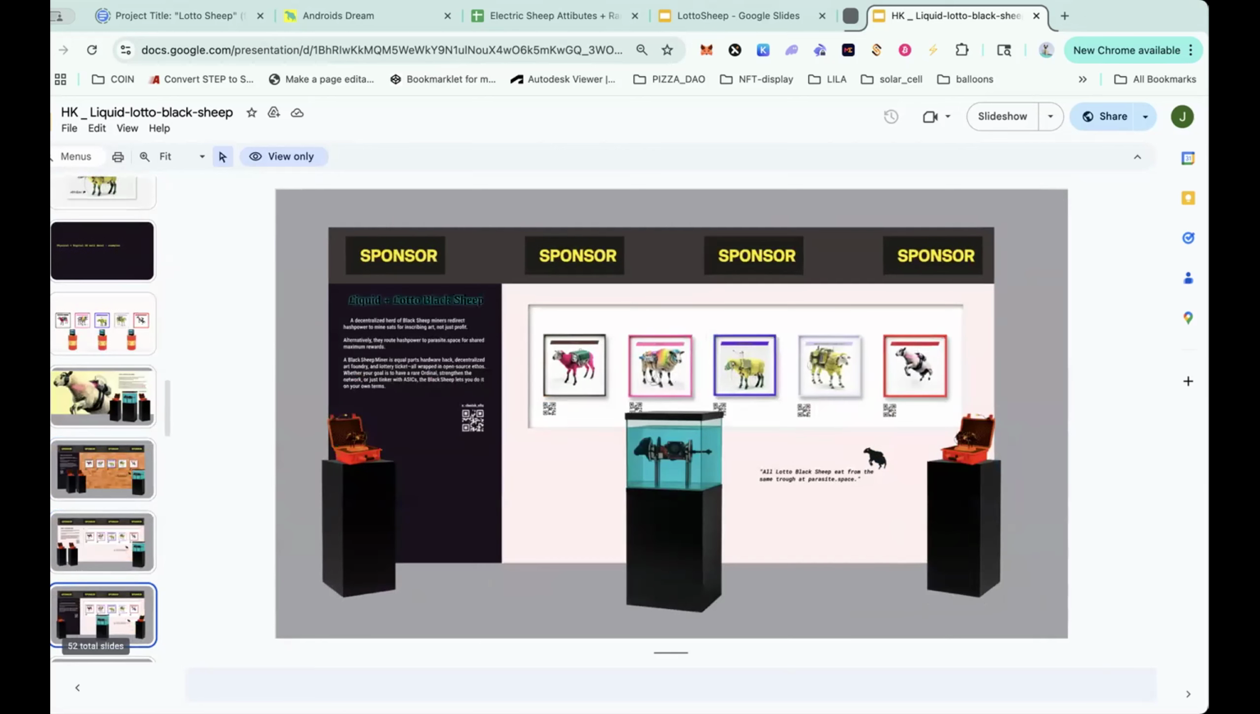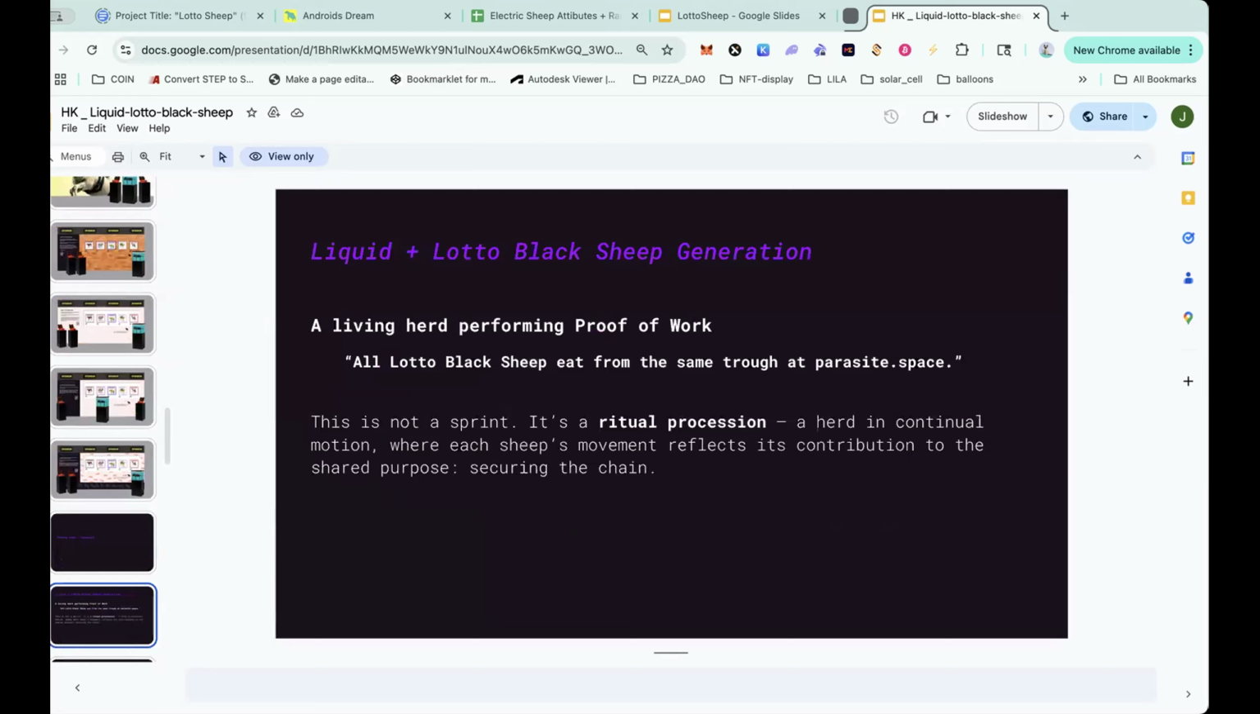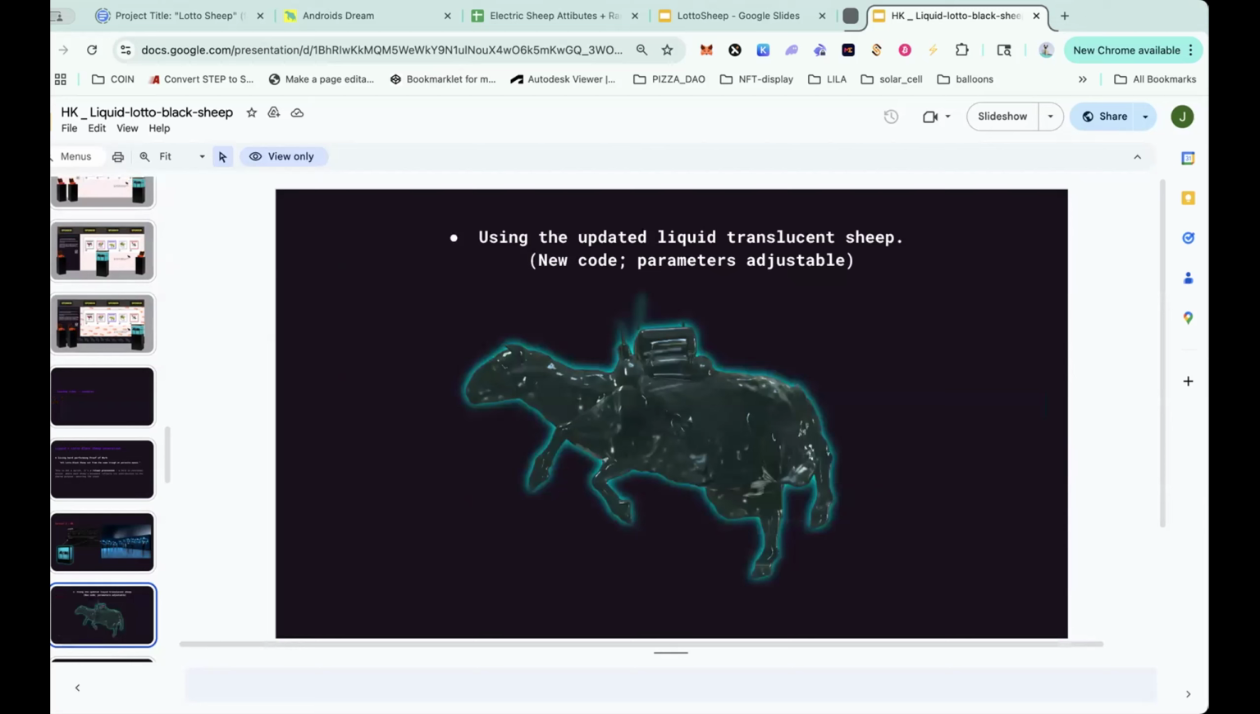And these were some other just ideas how it might lay out. Kind of talked about that. It's kind of a living herd forming a proof of work. And then here's sort of the idea of what the large display might have or will have. And so it's basically just the one sheep.